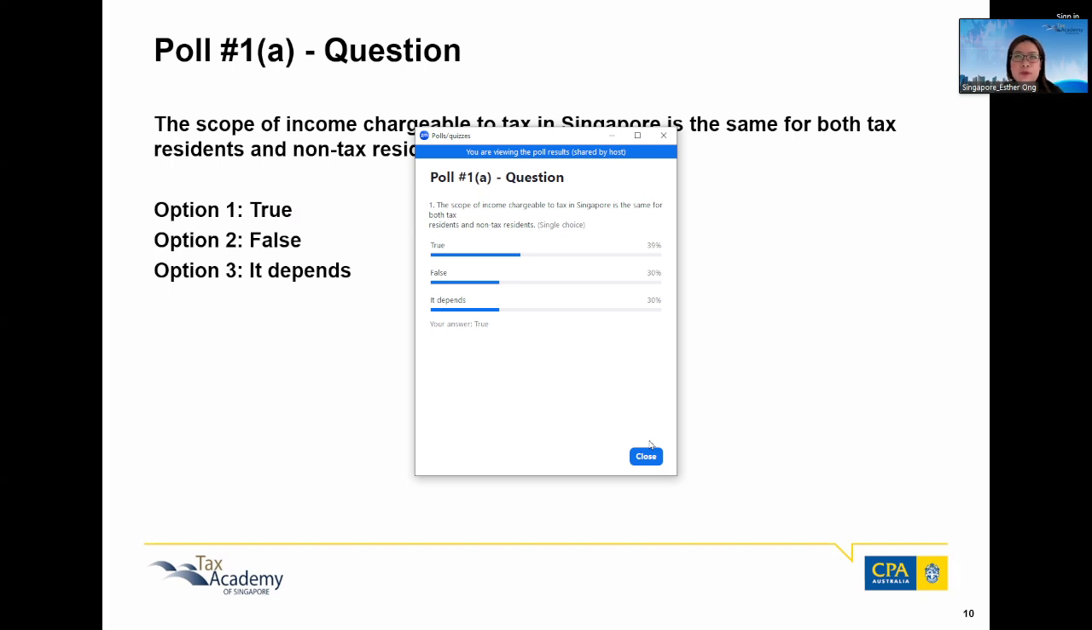So it is the slide referring to where Singapore adopts a territorial system of taxation whereby we only tax income which is Singapore source income or foreign source income which is received in Singapore.